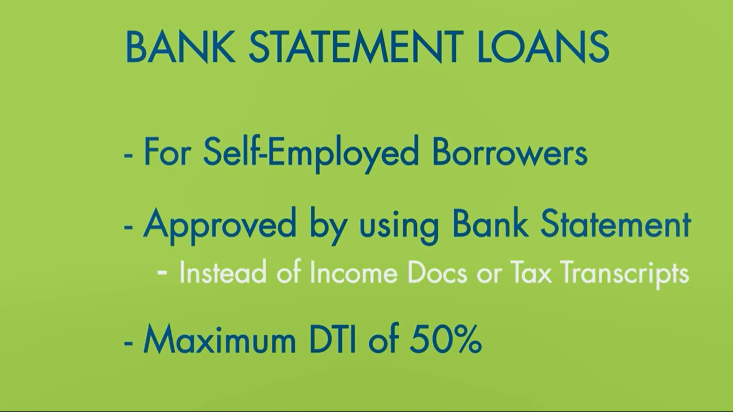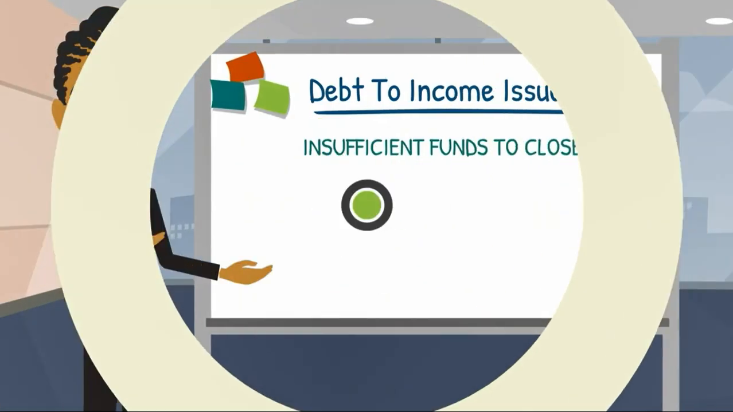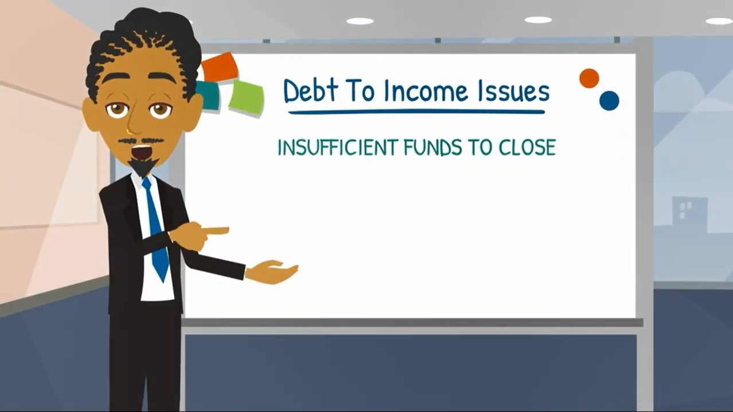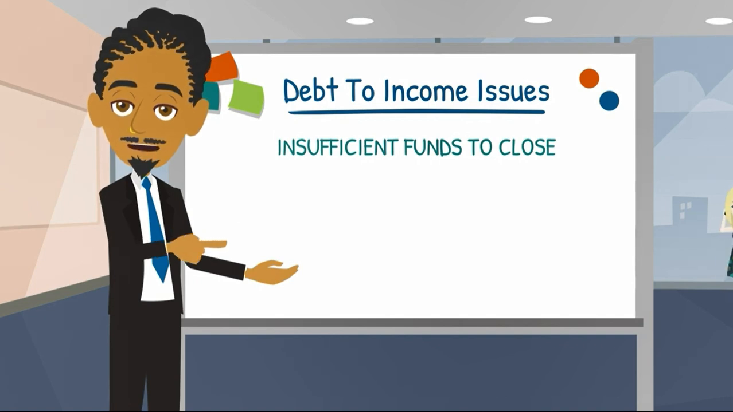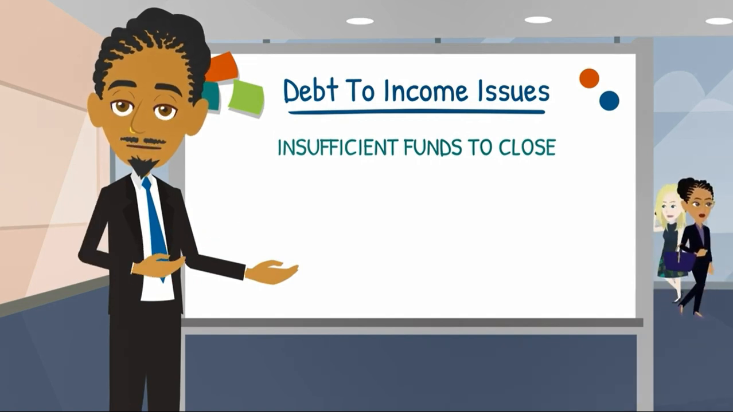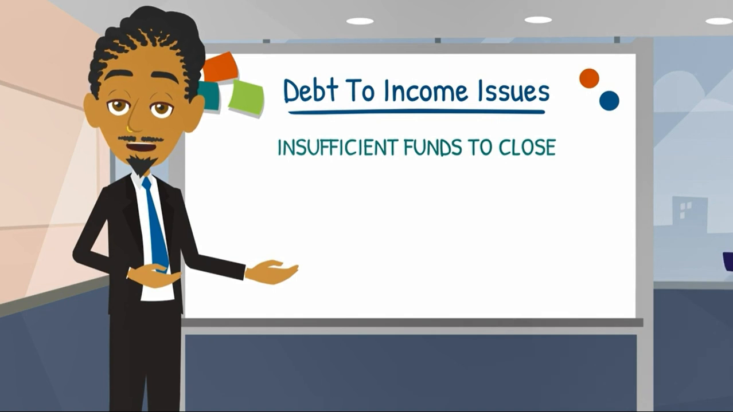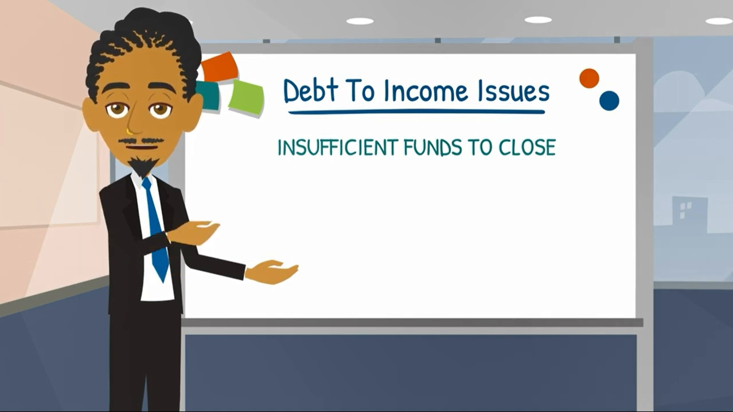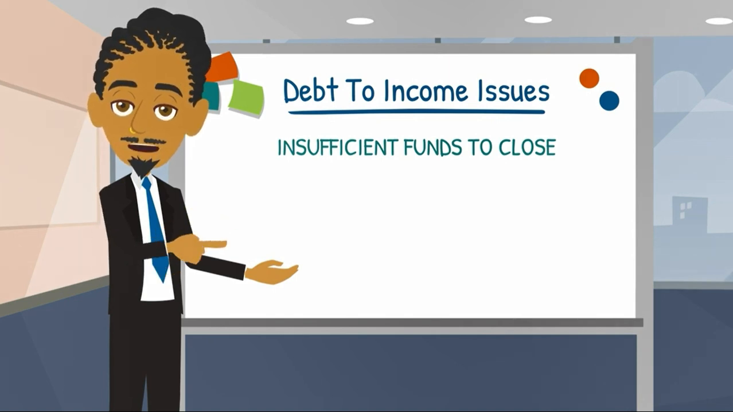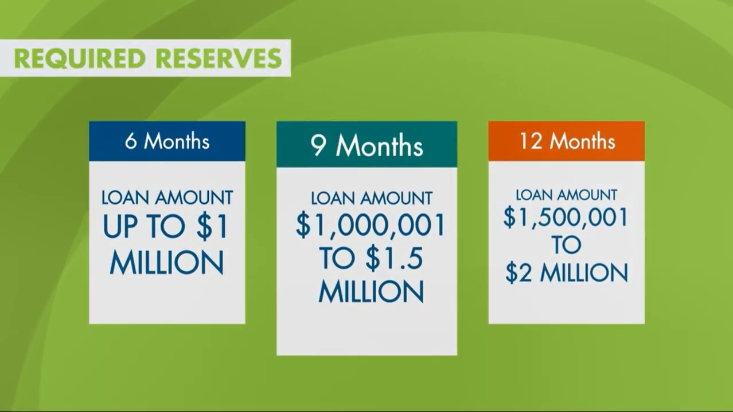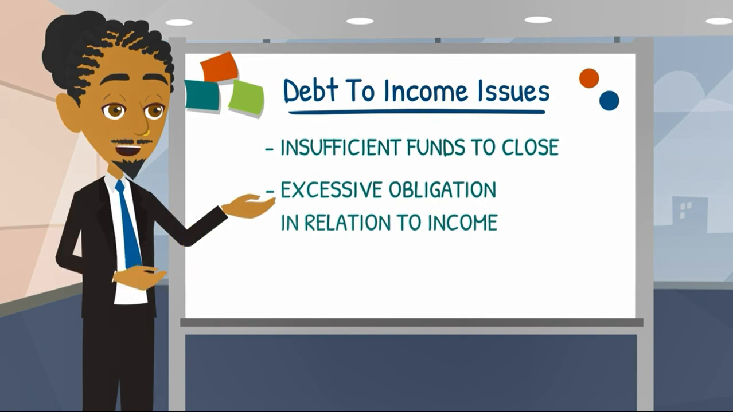Within the issue of debt to income, we often see a problem where there are insufficient funds to close the loan. Primarily, this is caused by clients not having funds to cover reserves, or attempting to use funds that are ineligible. Remember that the borrower will need 6 to 12 months of reserves in their account, depending on the loan amount. Another underlying issue for DTI is excessive obligations in relation to income.